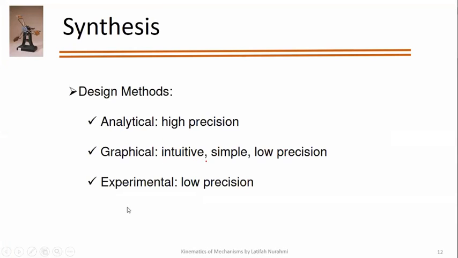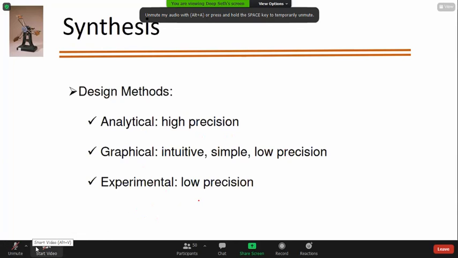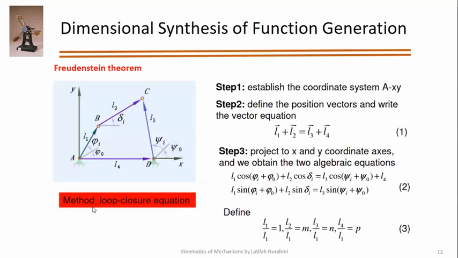Actually, it gives you the intuition how this link looks. It's very simple to understand, but very low precision. Means in graphical method, you don't have to design it with very high precision. And experimental is also low precision, because once analytical you did, obviously the experimental part, you will make it precisely whatever you did, but there you also don't need very high precision. Okay, and then comes the synthesis and generation part.